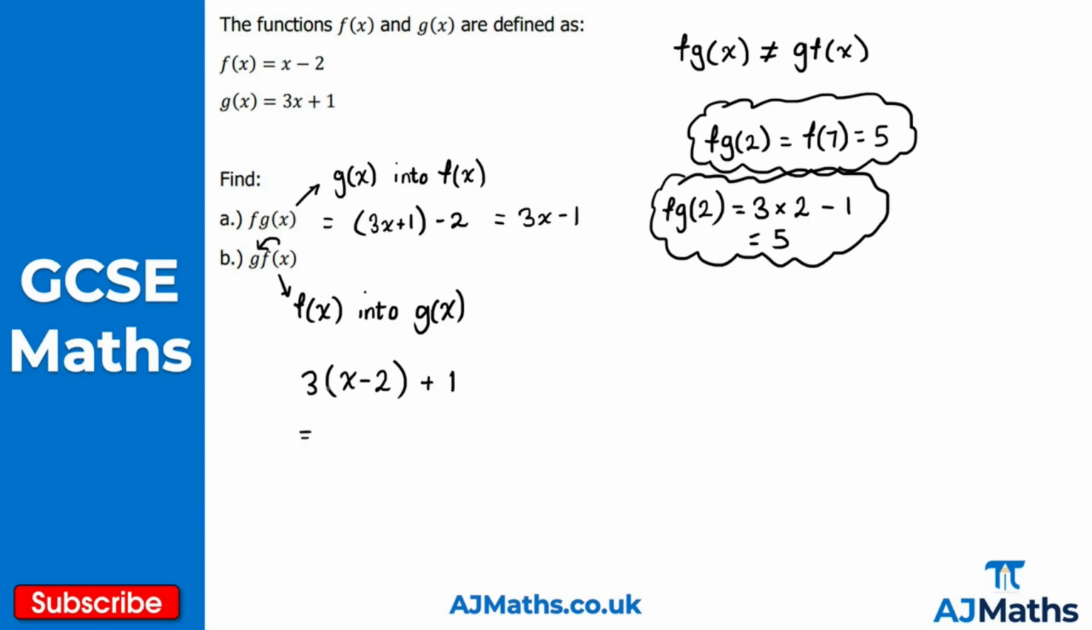So expand this bracket here. 3 times x, we get 3x. 3 times minus 2, we get minus 6, plus the 1. So what I get here is 3x minus 5. Okay, 3x minus 5 for gf of x. Okay, and there we have it. So that's our solution to part B.